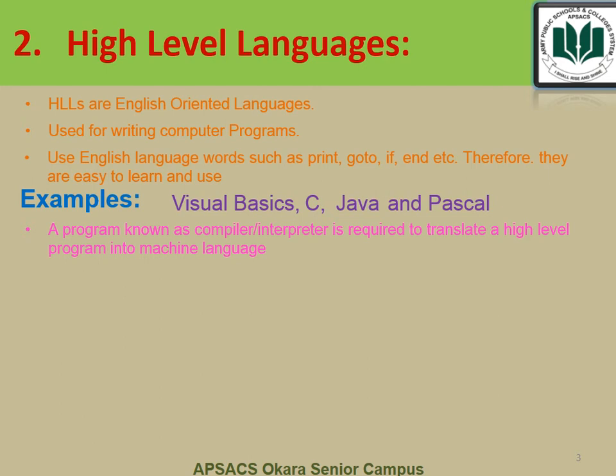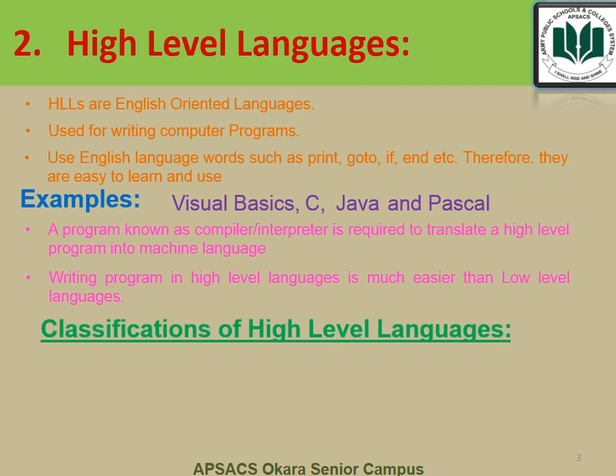There are two ways to convert: one is with the compiler, one is with the interpreter. There is a bit of difference between compiler and interpreter. We will discuss the difference later in this chapter. Writing programs in high level languages is much easier than in low level languages.